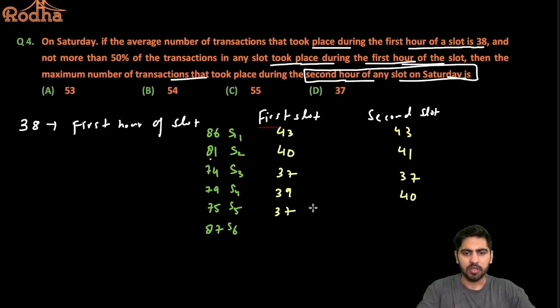This is 37, so this has to be 38, right? And 87.5, 87, so that is basically 43.5, right? So 43 here, so this has to be 44, right?